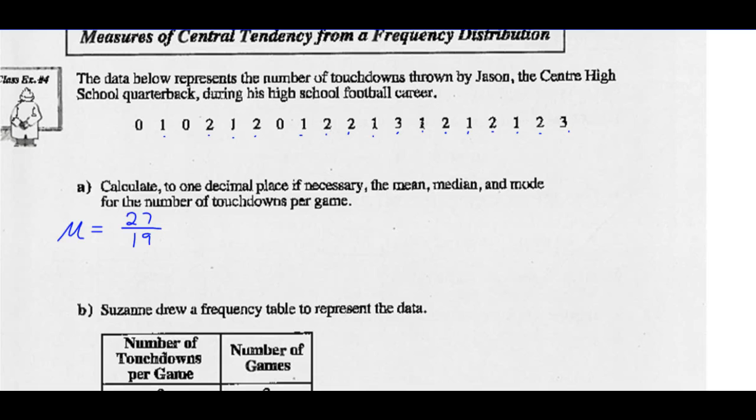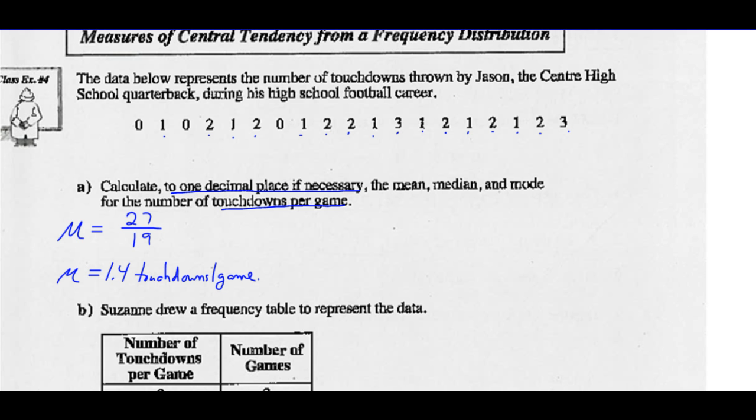So our mean would be 27 divided by 19, which if you figure that one out to one decimal place, like it says, I think we get 1.4. So what is this number? Touchdowns per game, 1.4 touchdowns per game. That's his average. That's his mean.